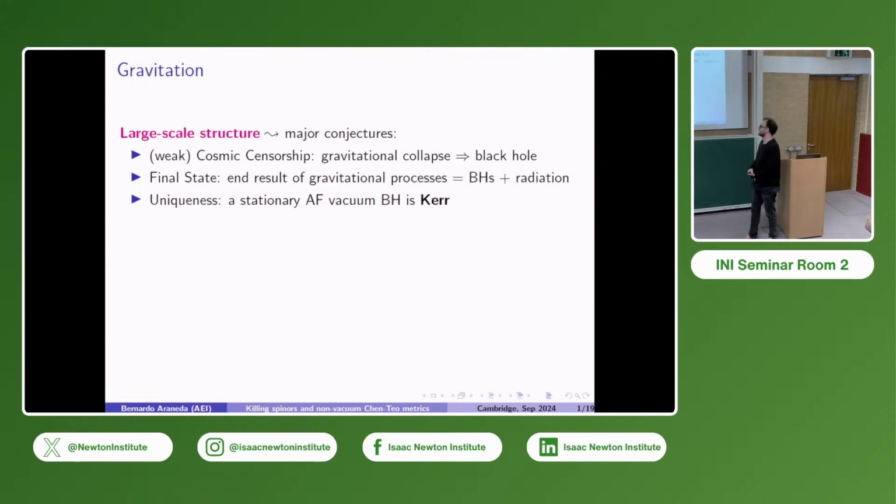So there is the weak cosmic censorship conjecture, which was posed by Penrose, and tells you that the complete gravitational collapse of a massive body should result in a black hole. Then there is the final state conjecture, which tells you that more generically, the end result of all generic gravitational processes should be one or more black holes plus some gravitational radiation. And then there are some uniqueness results that suggest that if you have a stationary asymptotically flat vacuum black hole, then it must be Kerr. It must be the Kerr solution.